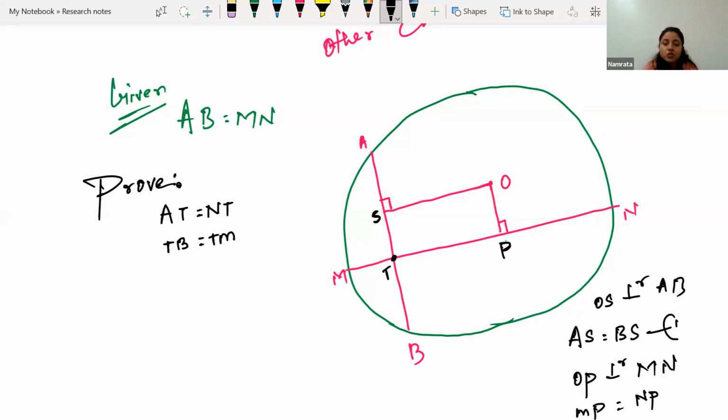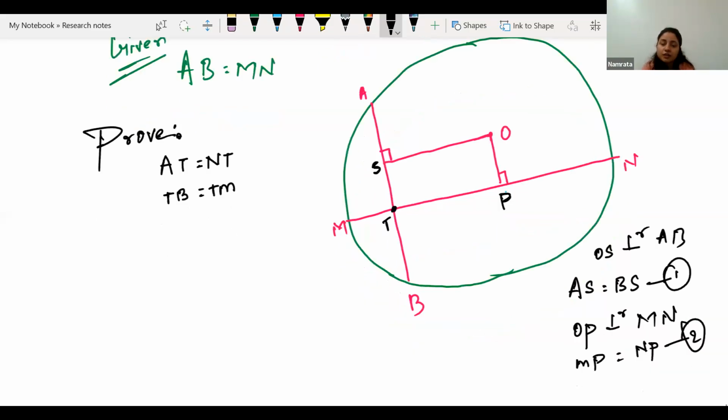Okay, this is equation number 1. This is equation number 2 we are having. Is it clear so far? We have just dropped the perpendicular and we have used the theorem that a perpendicular dropped from the center of the circle on the chord bisects the chord. Okay, that's what I have taken over here, nothing else.